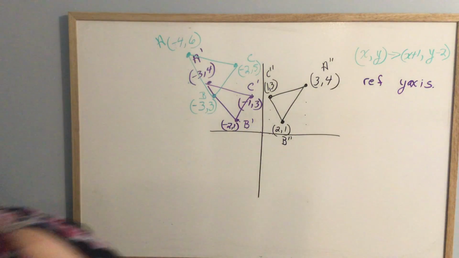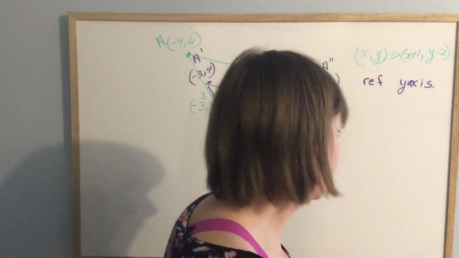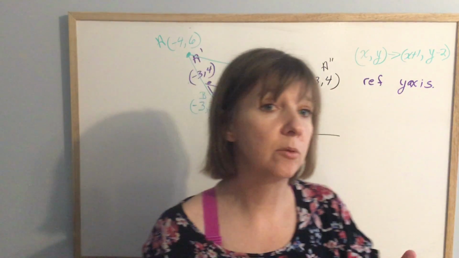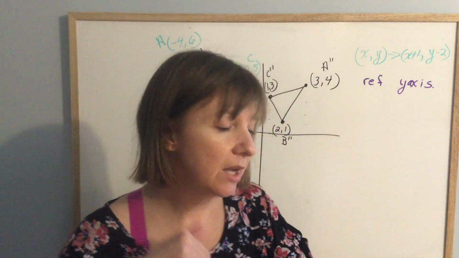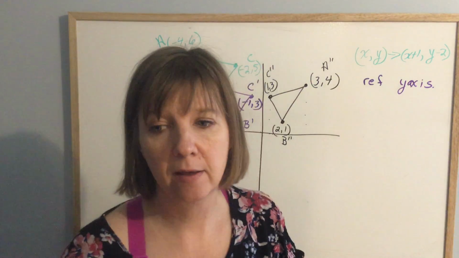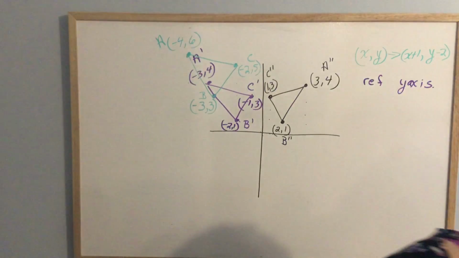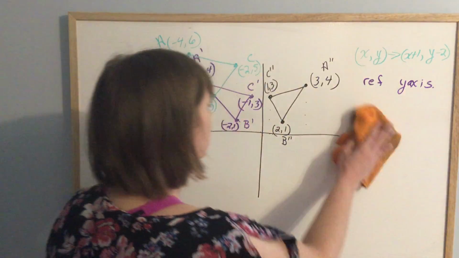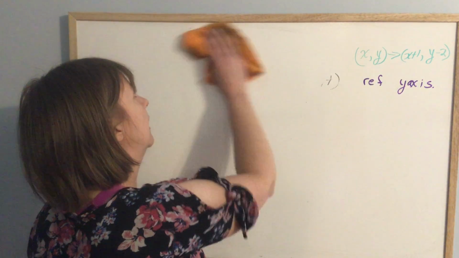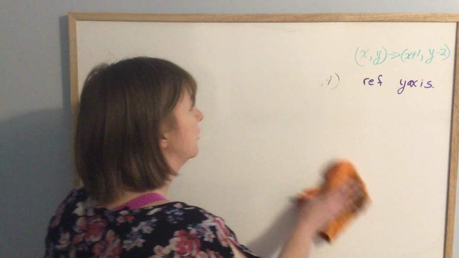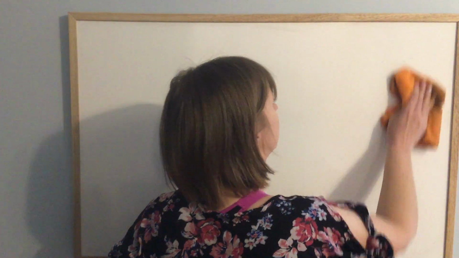Next section, rotations. So we have done translations where you move the graph left, right, up, down. We have done reflections where you reflect it in the x-axis, reflect it in the y-axis. Now we're going to do rotations. I will be honest with you, I find rotations the most difficult one to do.